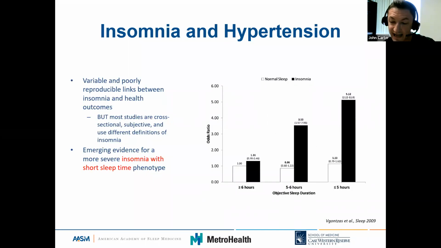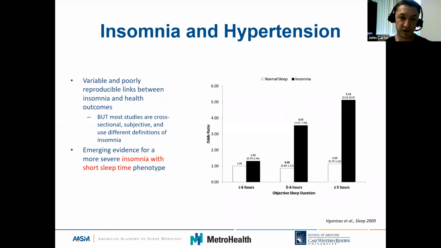This more recently has led to more robust associations between insomnia and health outcomes. As I mentioned, many of these studies are limited by a number of factors. They're cross-sectional, they rely on subjective measures of insomnia, they use different definitions of insomnia, and so we've seen variable outcomes with kind of poor reproducibility. However, in recent years, as more objective measures of insomnia have been employed, there is a fairly strong emerging signal for certain phenotypes of insomnia, and in particular, the high-risk phenotype appears to be insomnia with a short sleep time.